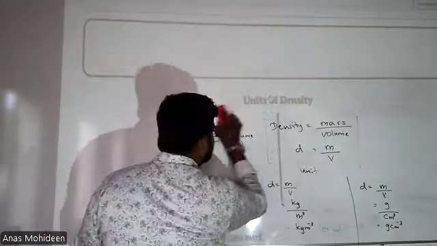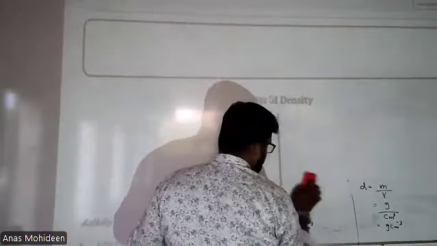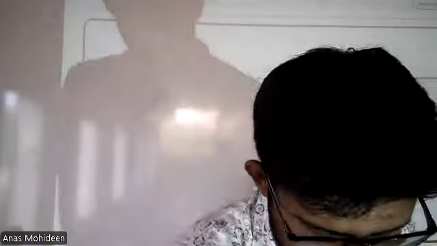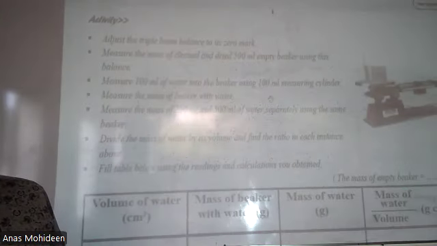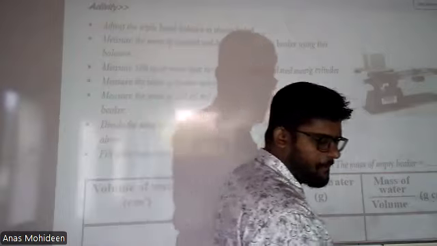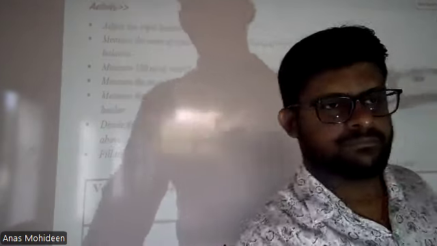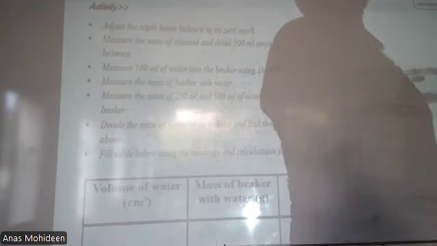So what is the formula now? Density equals mass over volume. Mass per unit volume is called density. Okay. Now to measure this density, there are some activities given. Can you see the first activity? There's an activity given. I'll give you 2 minutes. Quickly read that.